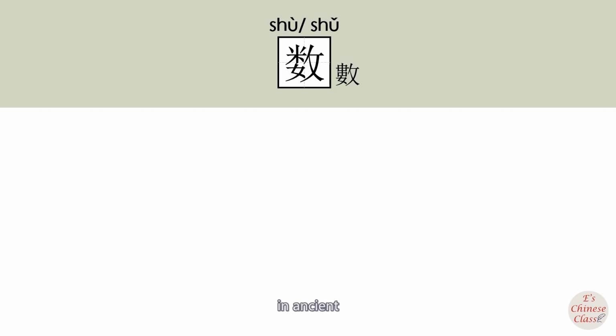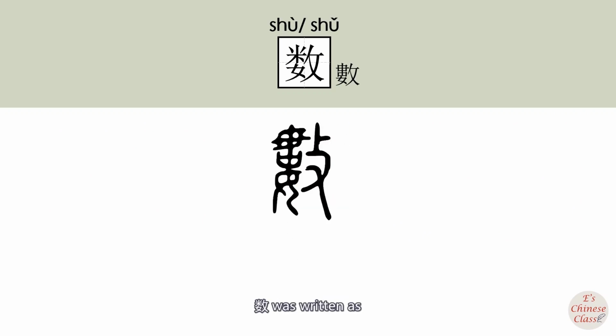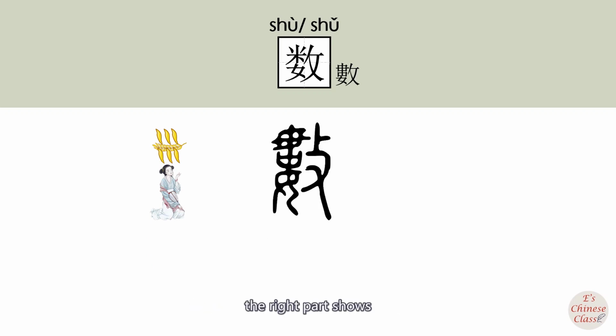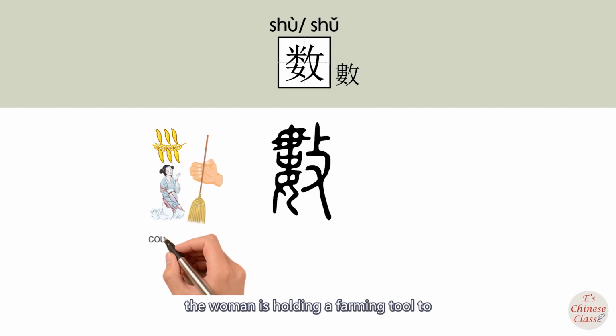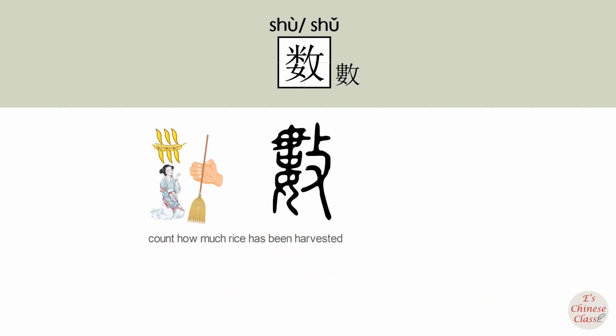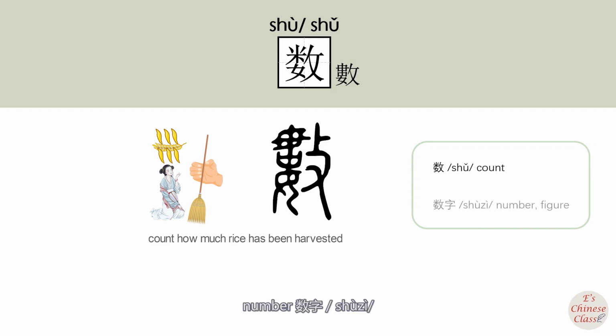In Asian, 数 was written as the upper left part refers to rice, the lower left part refers to a woman. The right part shows the woman is holding a farming tool to count how much rice has been harvested. So the original meaning of 数 is count. The extended meaning is number, 数字.